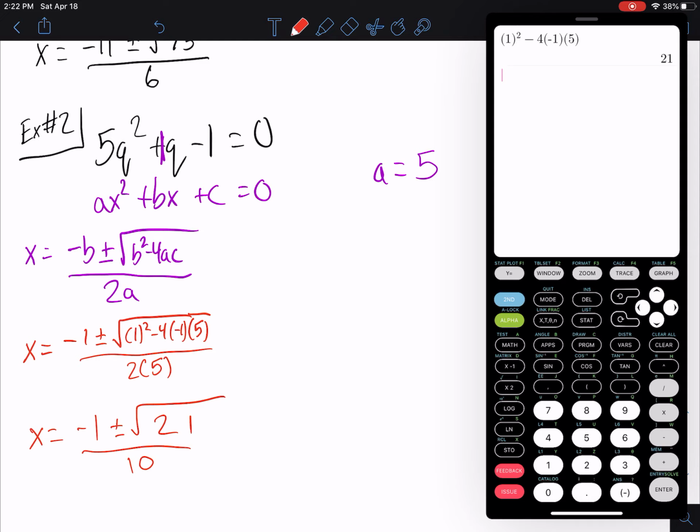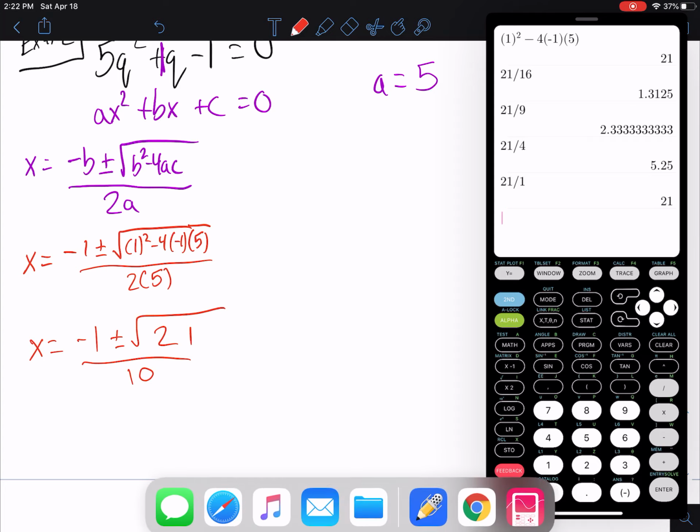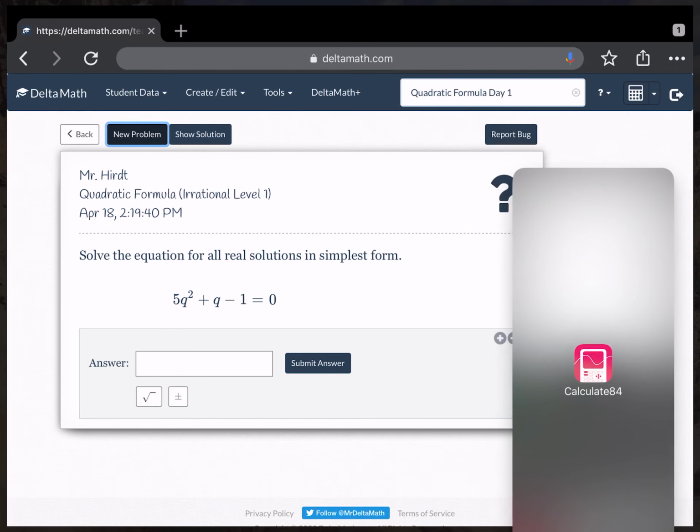So does 21 simplify? 21 divided by 16 does not work. 21 divided by 9 does not work. And 21 divided by 4 does not work. Obviously, 21 divides by 1, that's not going to help us at all. So the radical does not simplify. So as our answer, we've gotten negative 1 plus or minus radical 21 over 10. Let's see if that works. Go back to our Delta Math page.